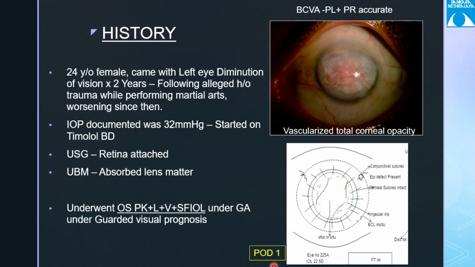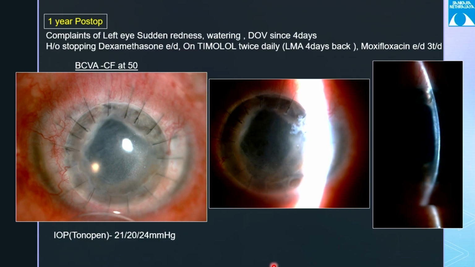Okay. So on post-op day 1, there was one epi defect. Other than that, the graft was centered with sutures intact. The patient was lost to follow-up, and after 1 year, he complains of left eye sudden redness with watering and diminution of vision since the last 4 days. He gave a history of stopping dexamethasone eye drops, and he was using timolol twice daily, which he had used 4 days back, and also moxifloxacin eye drops 3 times daily. The best corrected visual acuity was noted as counting fingers at 50 centimeters.